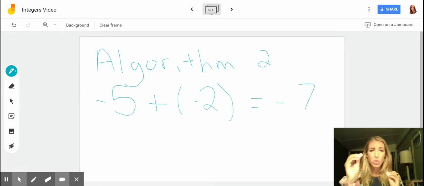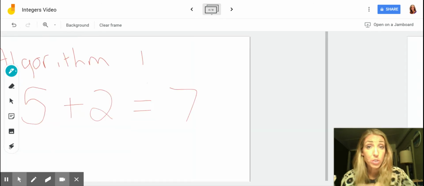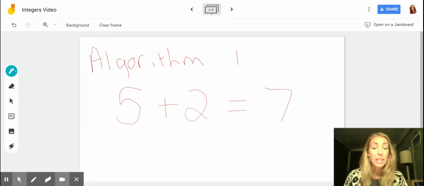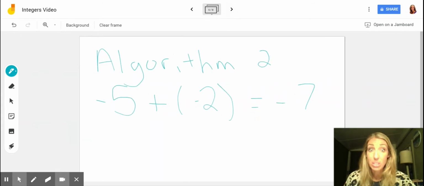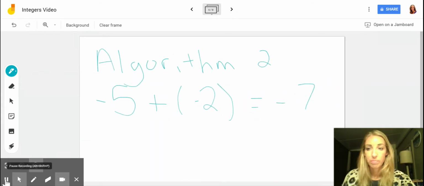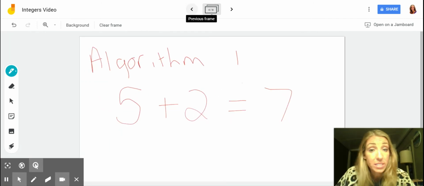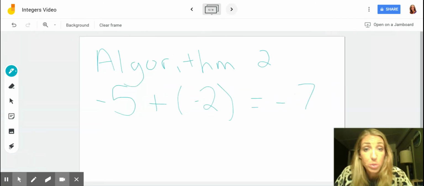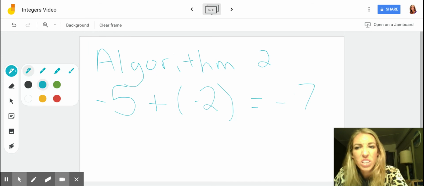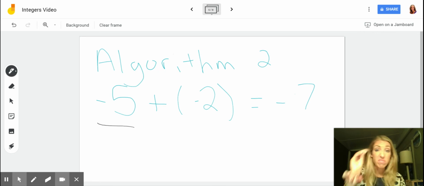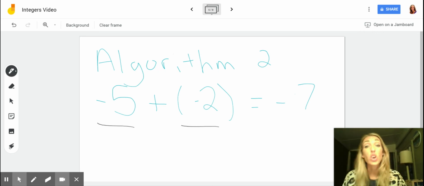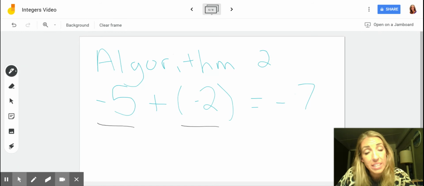So if you know algorithm 1, which you do since kindergarten, you've been adding two positives together. If you can do algorithm number 1, then you can do algorithm number 2. The only difference is algorithm 1 is dealing with positive numbers. Algorithm 2 is dealing with negative numbers. Mathematically, you should understand why. I'm at negative 5 on the number line. I go backwards 2, negative 2 on the number line. So I now have negative 7. I'm at negative 7 on the number line.